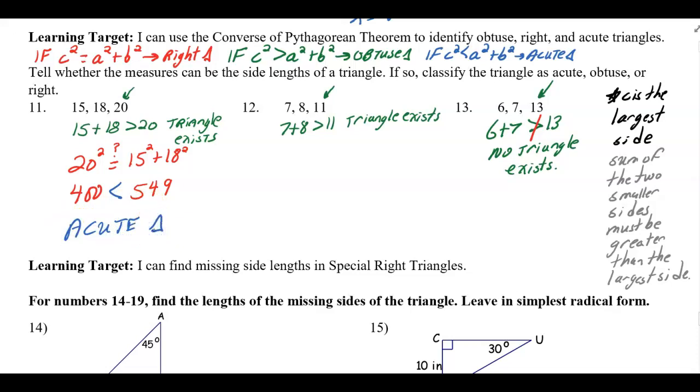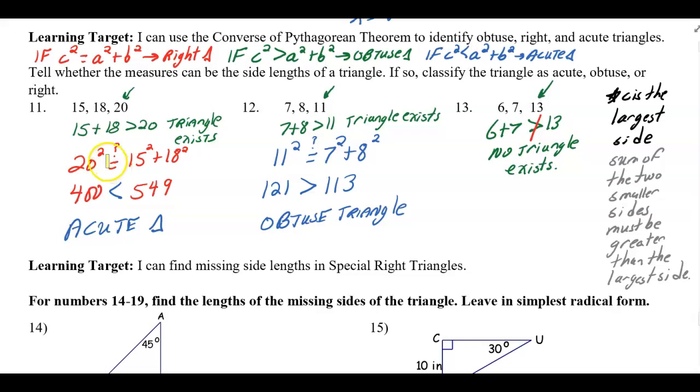When I look at problem number 12, I'm going to do 11 squared. I'm going to compare that to 7 squared plus 8 squared. 11 squared is 121. And when I use my calculator, 7 squared plus 8 squared is 113. 121 is bigger than 113. Therefore, this is an obtuse triangle. If you found those two values equal, it would be a right triangle.